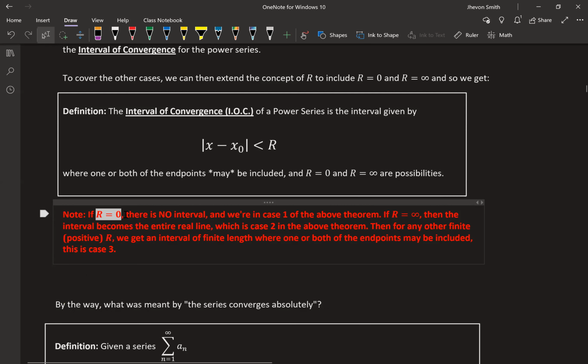And we make the convention r equals 0 if there is no such interval, r equals infinity if it converges on the entire real line, and r is just some positive real number if it converges for some interval of finite length.